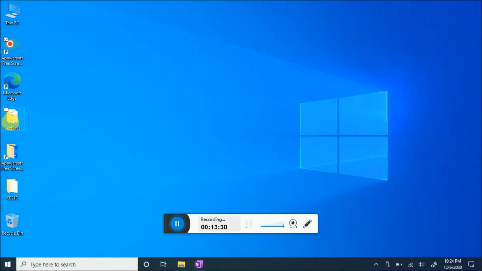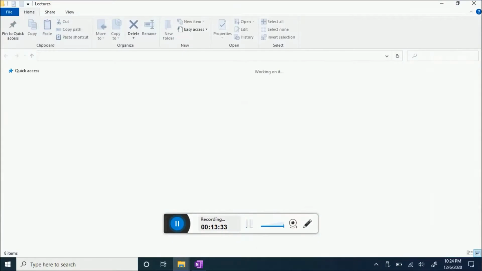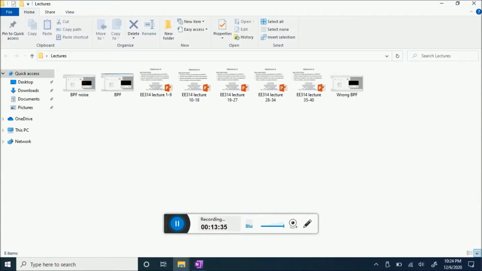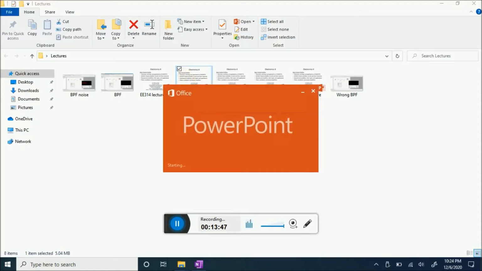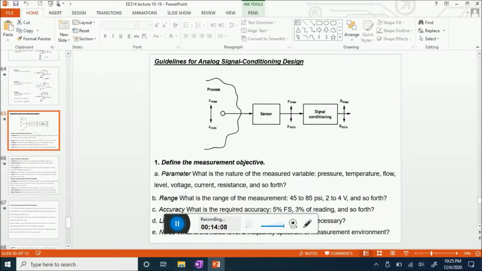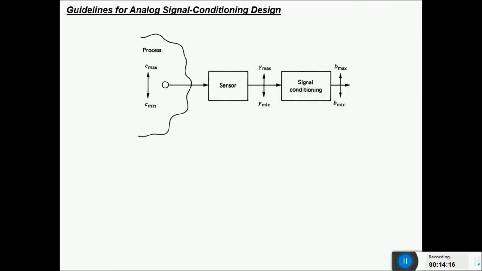Now let's move on to the basic design rules, where you will be designing the analog signal conditioning circuits. So let's go to our slides and let's discuss those basic parameters and the requirements and the step-by-step guidelines, the measurement objectives, etc. Okay, so here are the basic guidelines for analog signal conditioning circuit design.